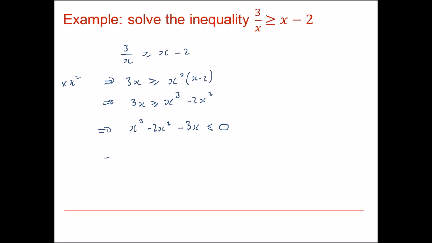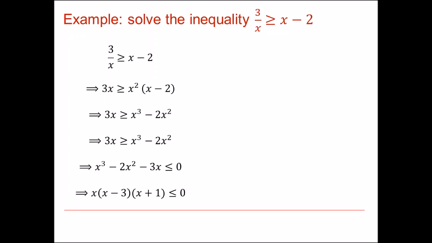I can then factorize that. This has a factor of x, and (x minus 3), and (x plus 1), and that's less than or equal to 0. So we can look at either a graph of that or again a table, but we've got to remember that we can't have x equal to 0 as one of our solutions. So we've got the graph to draw of x(x minus 3)(x plus 1).